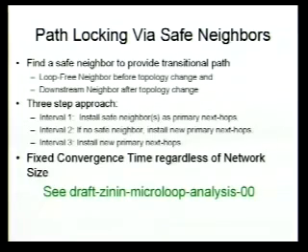Path locking via safe neighbors is one idea. The basic concept here is to try and find somebody you could send the traffic to who wasn't sending it to you before the change and who won't be sending it to you after the change. That's what we call a safe neighbor. So before the failure, they have to be loop-free, and then after the failure, a downstream path. And then there's this 3-step approach.